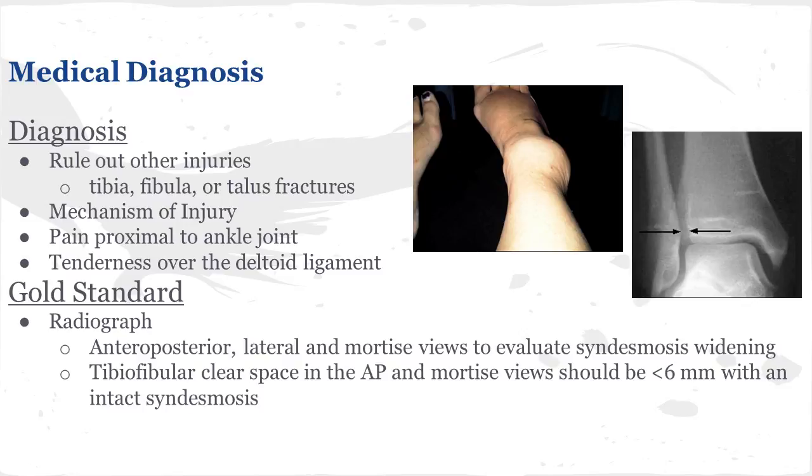The Ottawa ankle rules are as follows. Bone tenderness along the distal 6 cm of the posterior edge of the tibia or tip of the medial malleolus, or bone tenderness along the distal 6 cm of the posterior edge of the fibula or tip of the lateral malleolus, or inability to bear weight both immediately and in the emergency department. CT, MRI, or arthroscopy may be necessary if patients have persistent symptoms following a syndesmosis injury or if a clinical diagnosis is still uncertain.